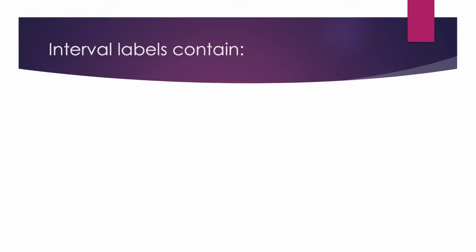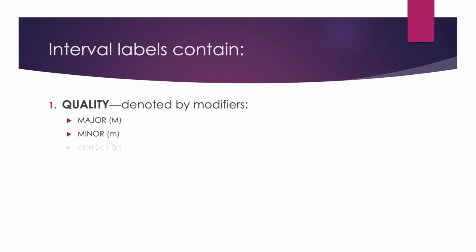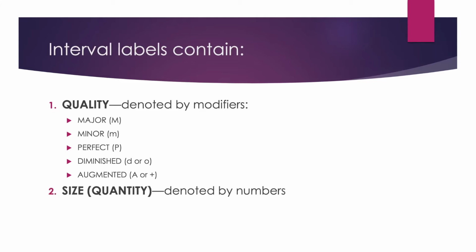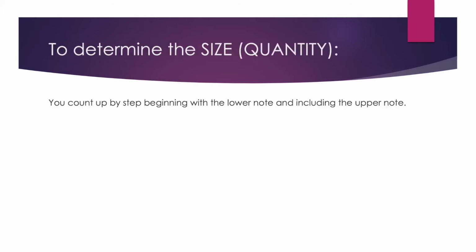Interval labels, as we're going to study them, contain two parts. The first part is called quality, and we have 5 different qualities possible for our intervals: major, minor, perfect, diminished, and augmented. And we will study these gradually over today's videos. The other aspect is size or quantity, and that's denoted by numbers. So I want to focus in this brief introduction just on size, on quantity.